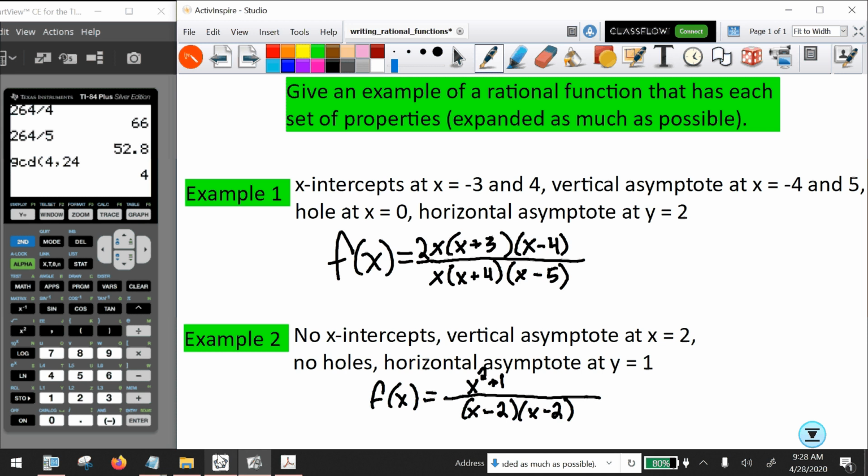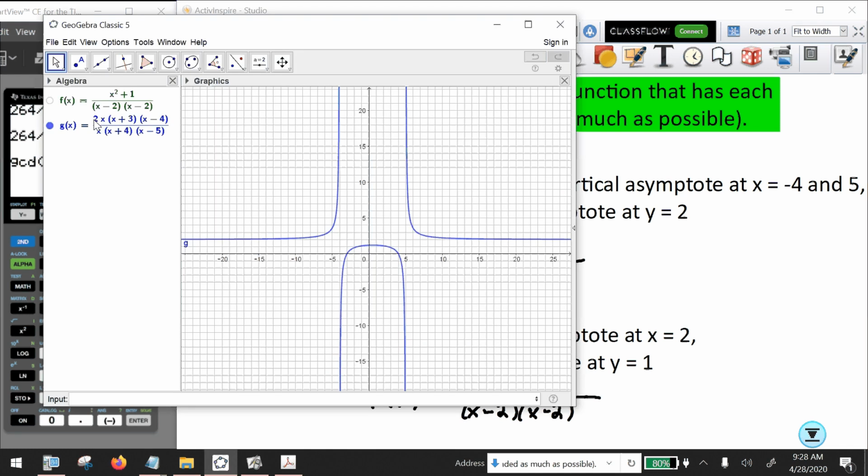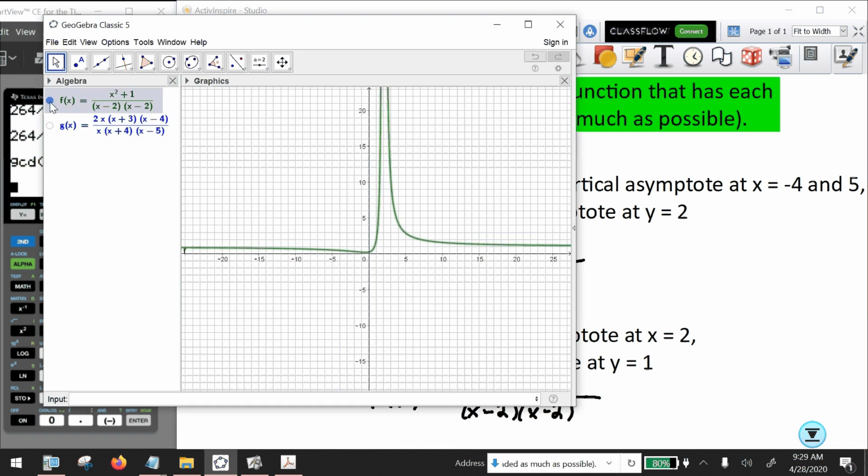Let's look at the graph of it just to verify. x squared plus 1 divided by x minus 2 multiplied by x minus 2. Turn off this previous one. Alright, so x squared plus 1 divided by x minus 2 multiplied by x minus 2. So let's just verify.